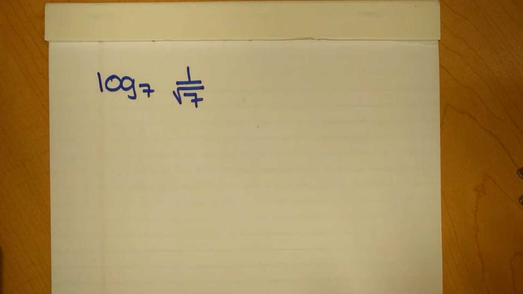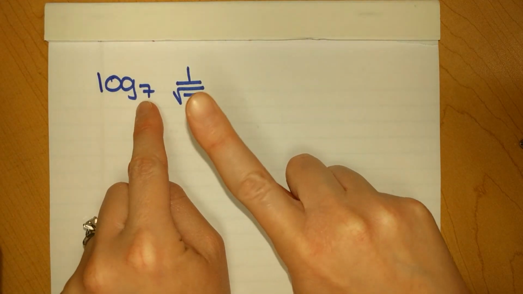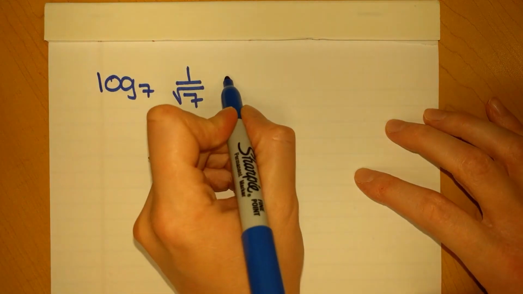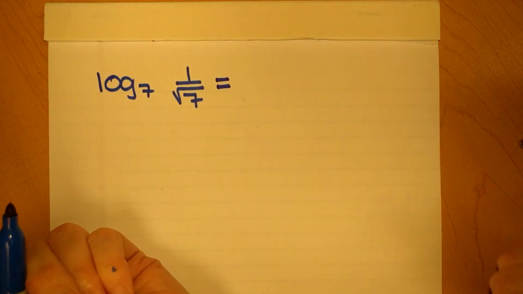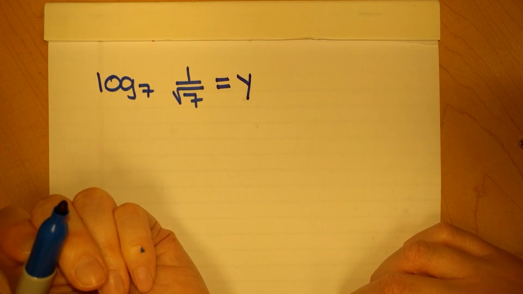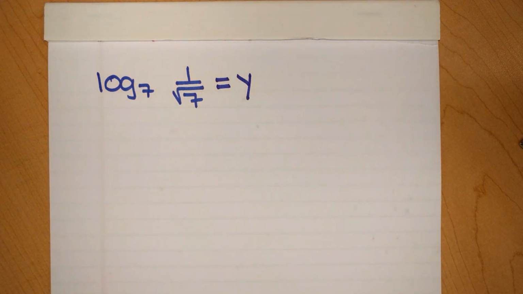All right, so we're asked to evaluate this logarithm without a calculator. And we know for logarithms, there's 3 letters in log. There's 3 things you need. You need a base, you need an argument, and you need it to be equal to something. So the first thing that we do is we set this equal to some dummy variable y, and that's what we're going to be trying to find throughout this whole thing.